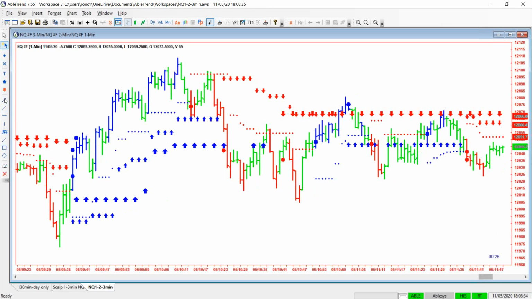Okay. No trade zones are when we have red and blue together. Right in here. This is one big, gigantic no trade zone. And look how choppy that was. Up, down, up, down, up, down. I mean, that was just a mess. There's just no way you could have made any money there. It's a good thing AbleTrend kept us out of it. That's the beauty of the AbleTrend algorithms, as well as the 2 time frames combined. Keeps us out of trouble.